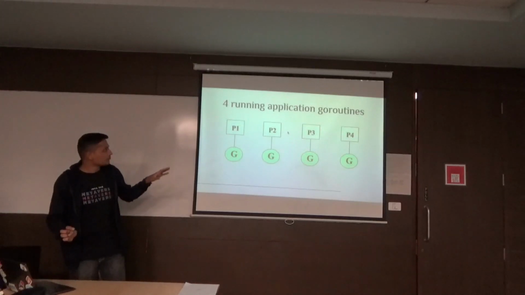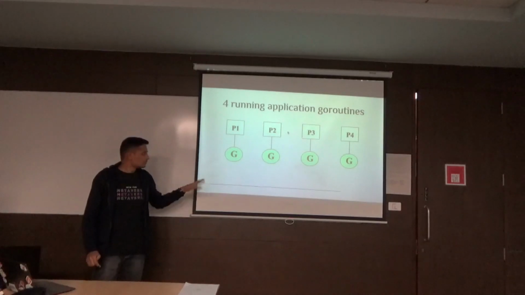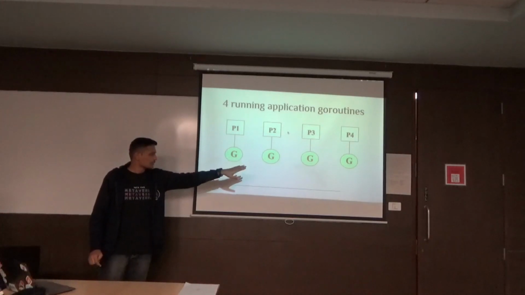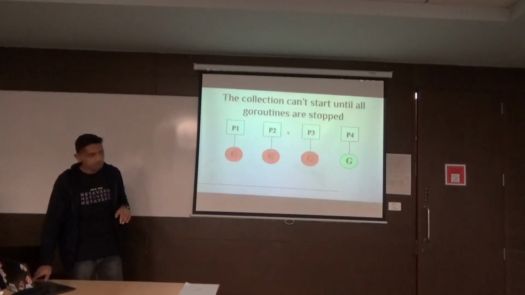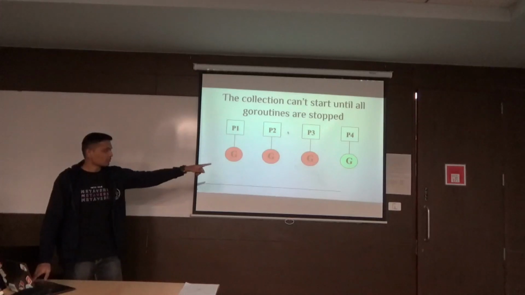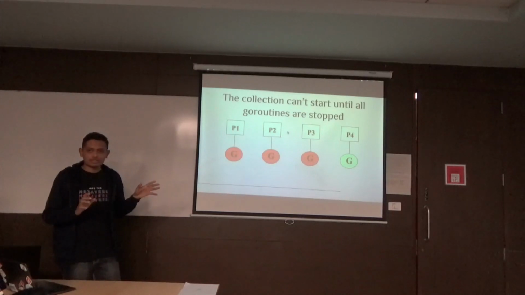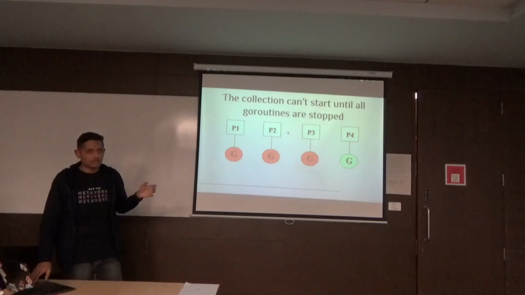Let's suppose that these are the 4 application processes that are running. So these are, let's say, goroutines processing the application work, 4 of them. So all 4 need to be stopped. Unless all are stopped, if 3 are stopped and 1 is still running, the garbage collection has to wait. Everything has to wait until the 4th process stops.